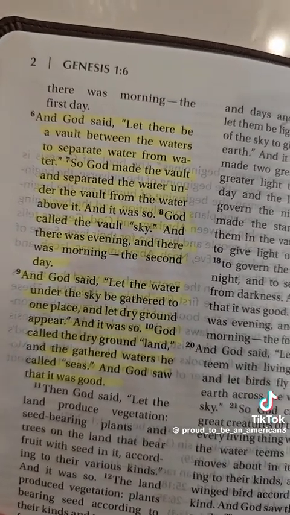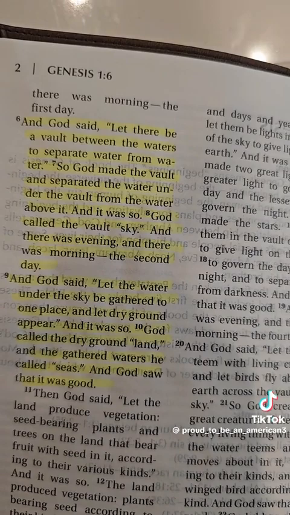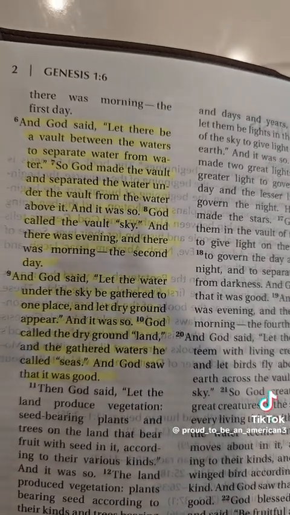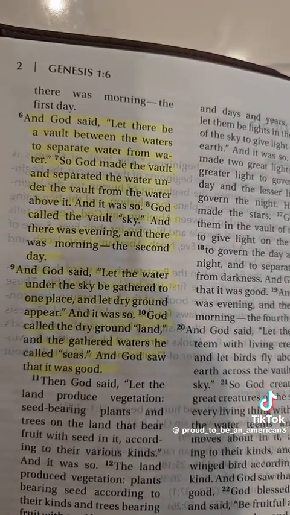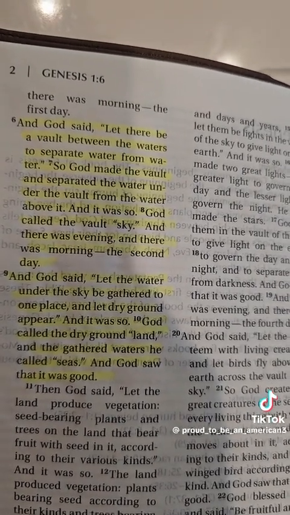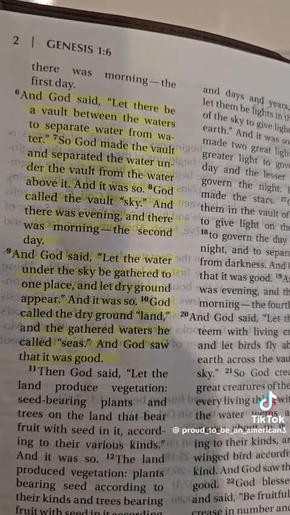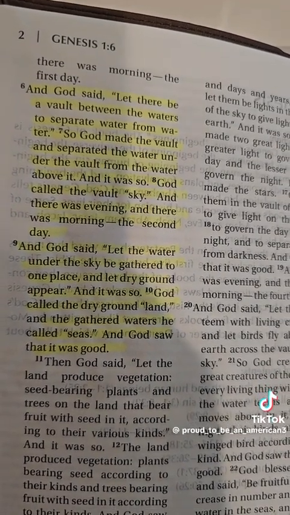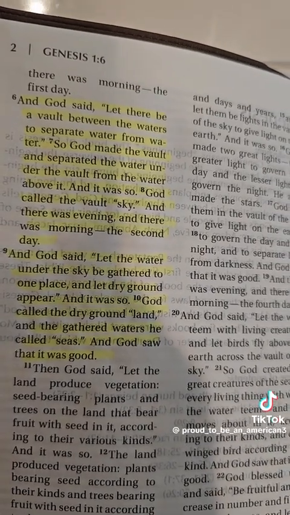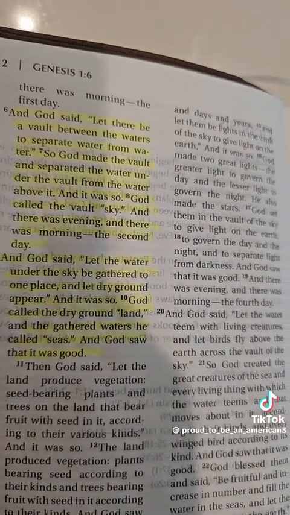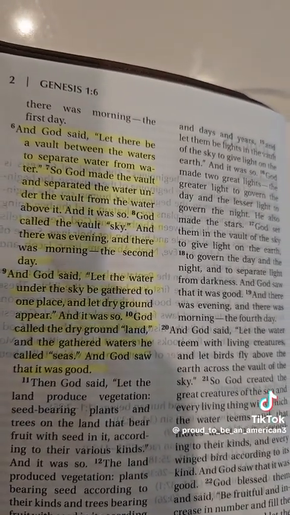Let's move on to the other New International Version. Ready for this one? This is the newest one. "And God said, let there be a vault between the waters to separate water from water. So God made the vault and separated the water under the vault from the water above it. And it was so. God called the vault sky, and there was evening and there was morning the second day. And God said, let the water under the sky be gathered to one place, and let dry ground appear. And it was so. God called the dry ground land, and gathered the waters he called seas. And God saw that it was good."